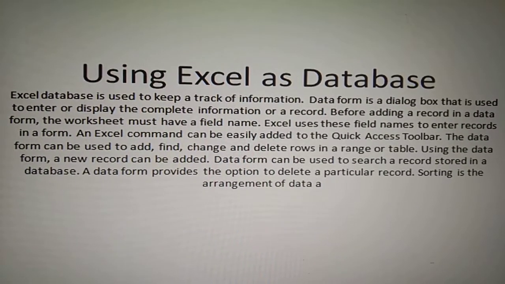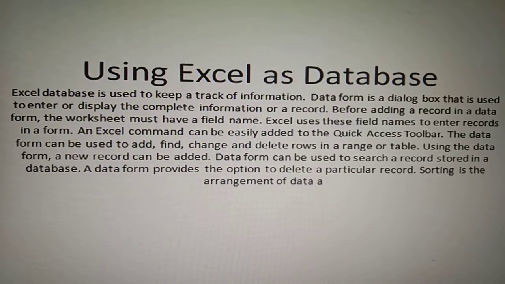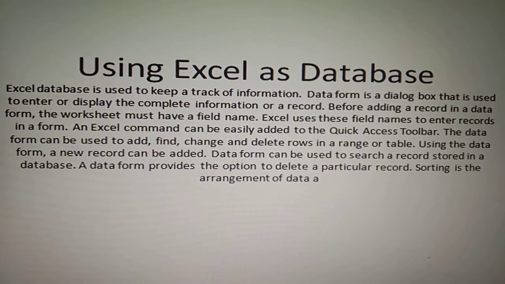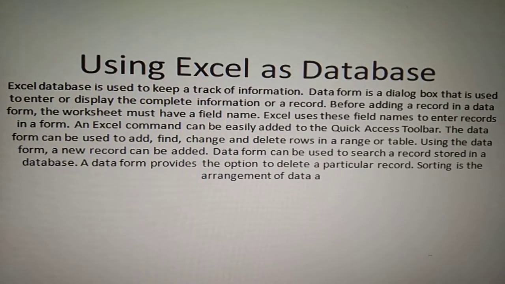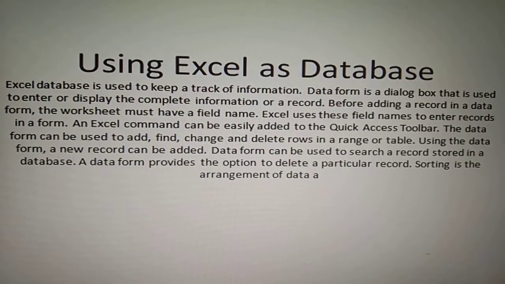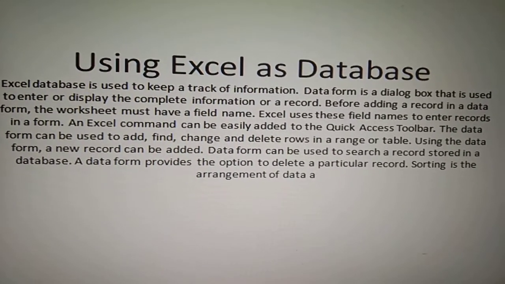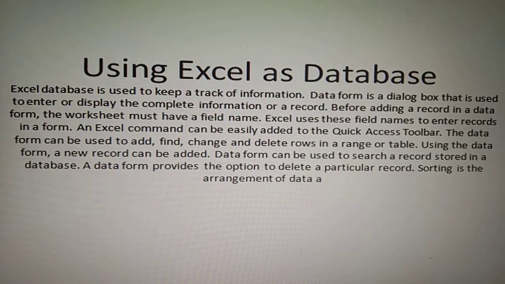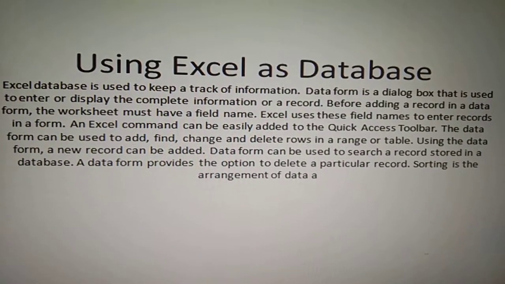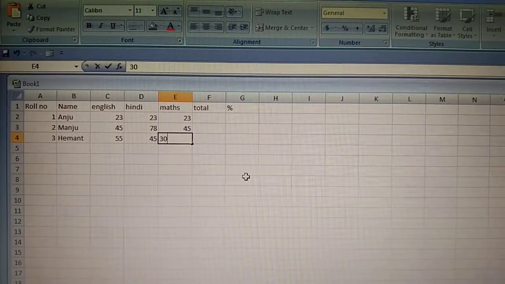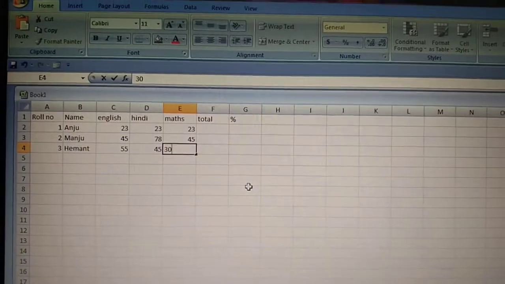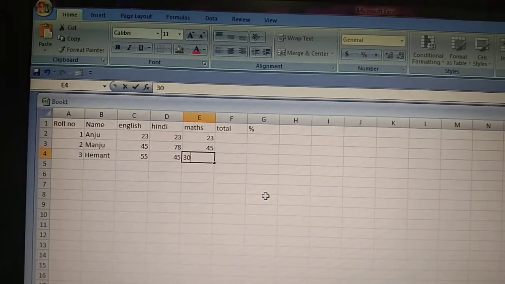So an Excel database is used to keep track of information, where a data form is a dialog box which we can use to enter our data. A data form provides the option to delete a particular record or sort the data. Now class, our next topic is how to use a form to enter data.